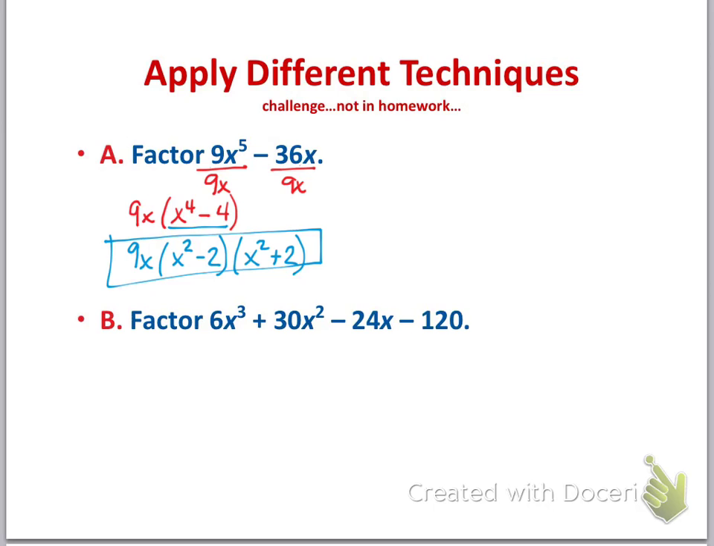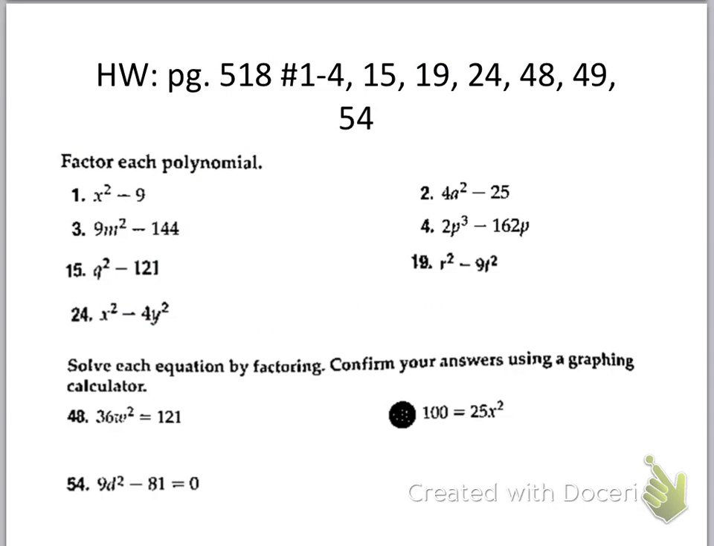All right, so homework tonight. 1 through 4, 15, 19, 24, 20, 48, 49, 54. It's a total mess of things, but I've cut and pasted it all together, so you just need to follow through. Please number it as shown. That'll help you when you're checking it.